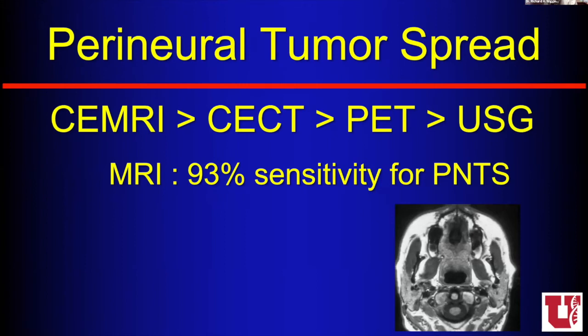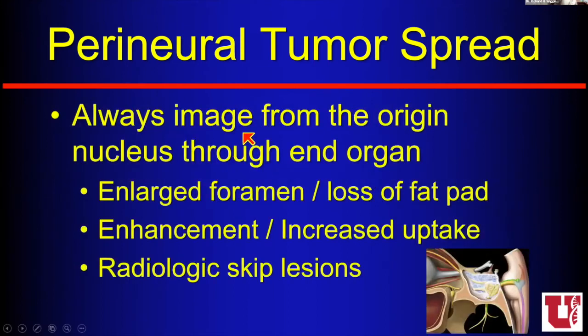The trick here is that anytime somebody has an isolated cranial nerve deficit, we want to think about imaging from the origin nucleus all the way out through the end organ. Normally that means starting behind the pontomedullary junction and going out through the face. You've covered the area of interest. So always image from the origin nucleus all the way out through the end organ. We look for enlarged foramen, we look for loss of the fat pad. We want all of those foramen of the skull base to have a good fat pad under them.